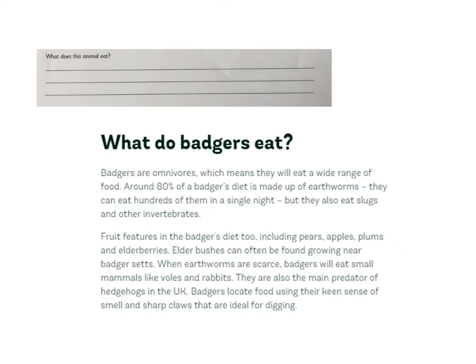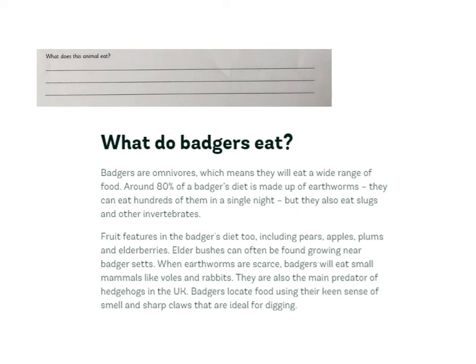Now we're going to have a look at what badgers eat. So what does your creature eat? Badgers are omnivores, which means they will eat a wide range of foods. Can anyone remember what an omnivore is? It eats both meat and veg, doesn't it? It's not a herbivore, it doesn't just eat plants. It's not just a carnivore where it just eats meat, but it eats a mixture of plants and meat, okay?